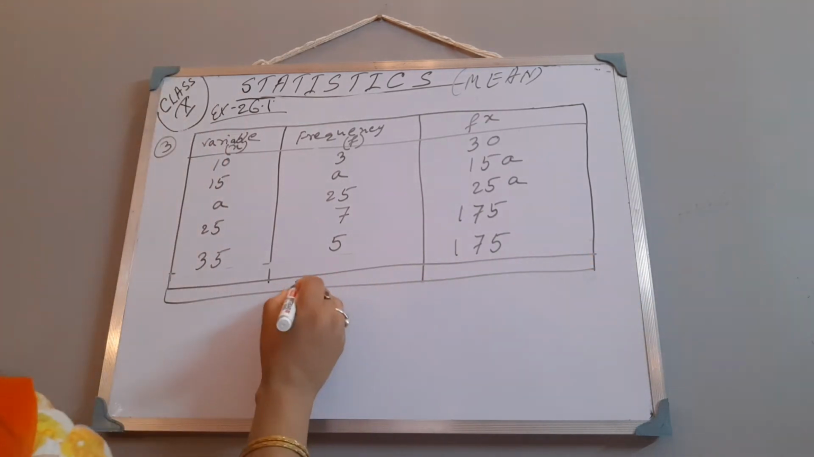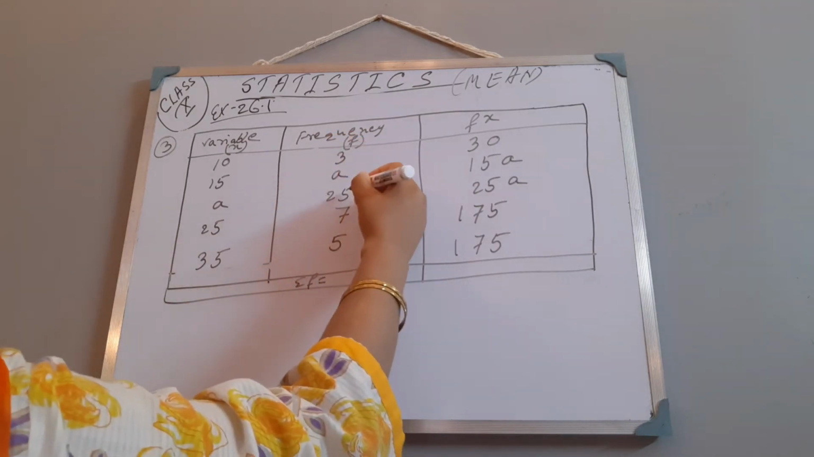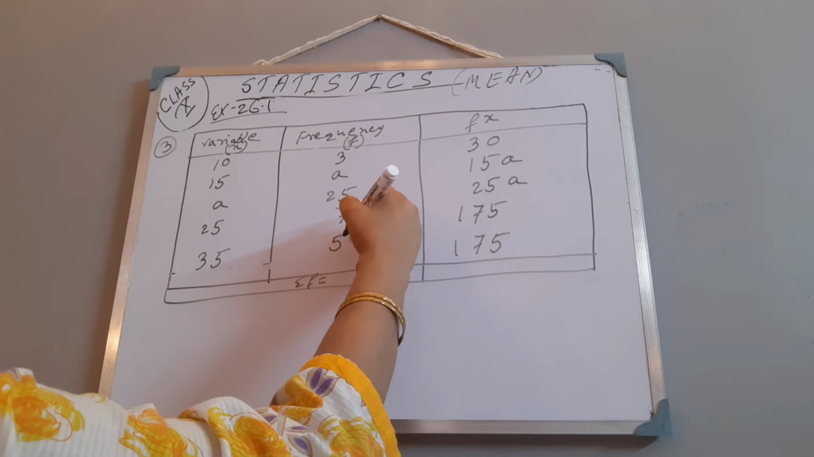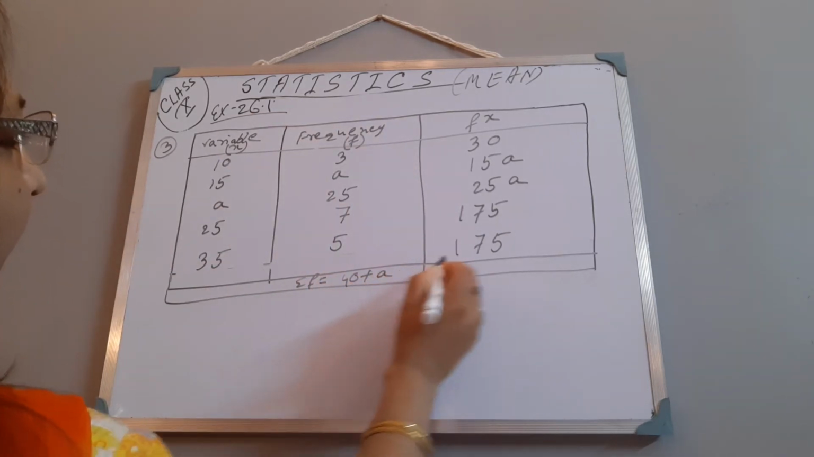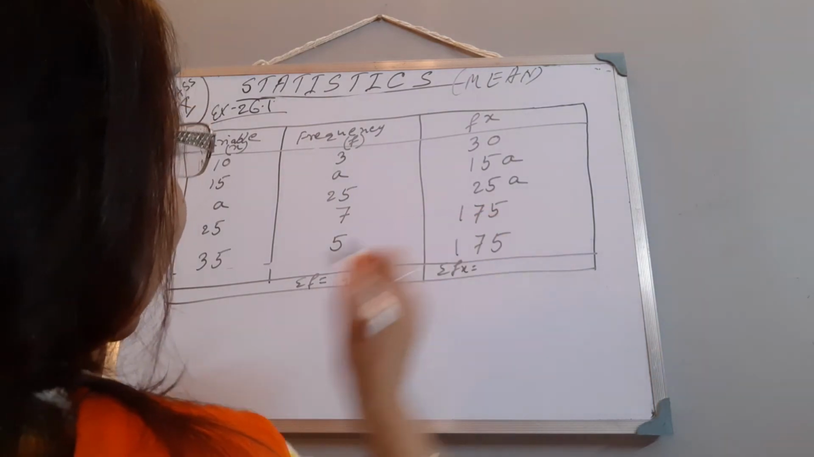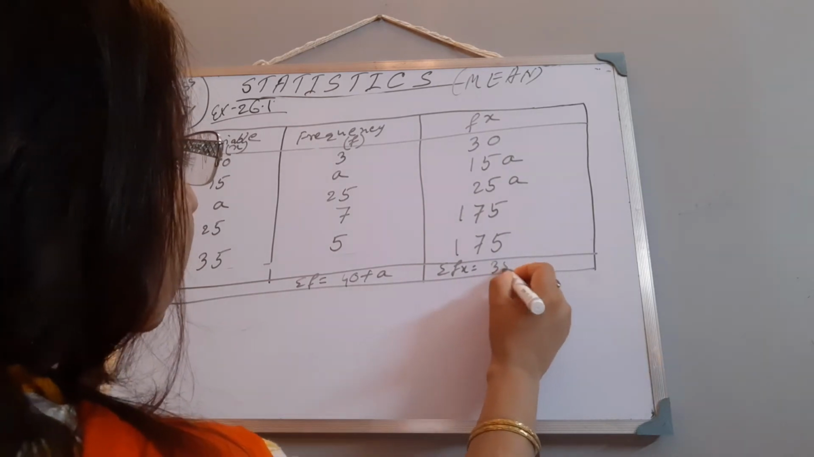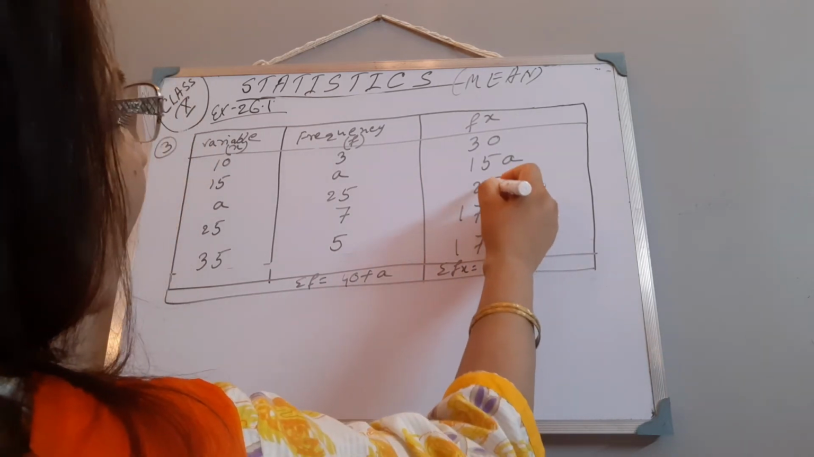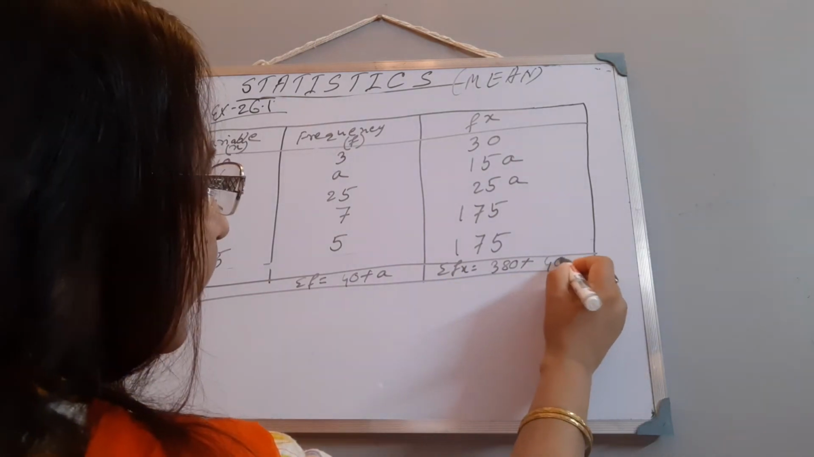Okay, now sigma f, add all this: 25 plus 5, 30, 30 plus 3, 33 plus 7, 40. So it's coming 40 plus a. And sigma fx is equal to 175 plus 175 plus 30. It gives us 380 plus 25a plus 15a. It gives us 40a. Okay.